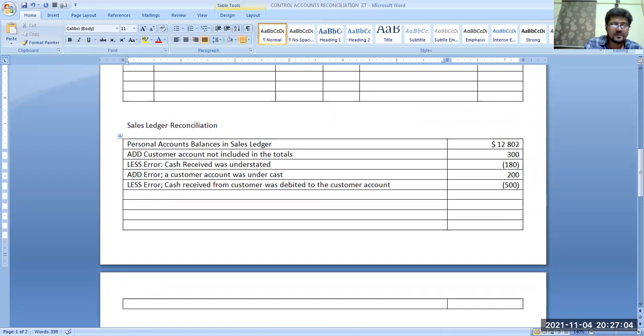We have to remove the error, discount received. So what we do, we will deduct here.